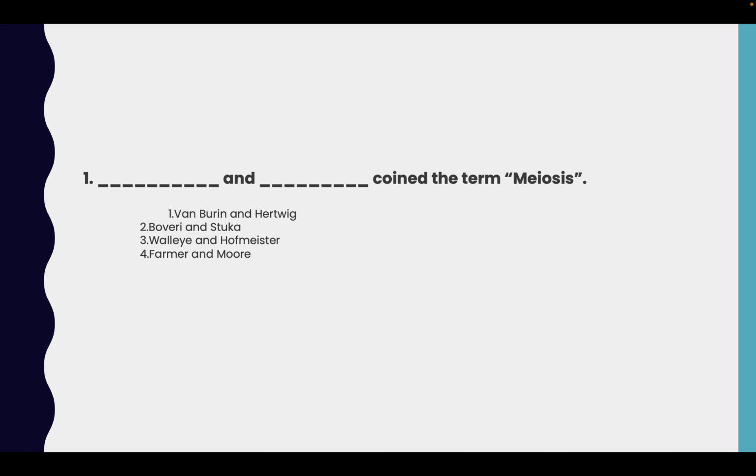So starting from the questions. So first question is, which of these scientists coined the term meiosis? Anyone? Anyone knows the answer?